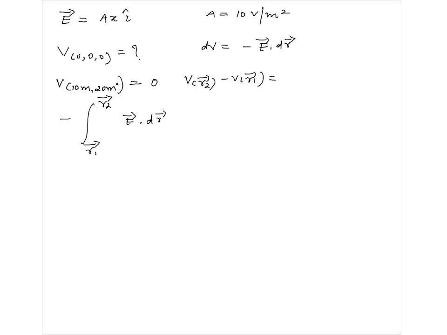So this is 500 volts. Let me see. It is 500 volts. E dot dr, that should tell us if Z coordinate should matter or not.